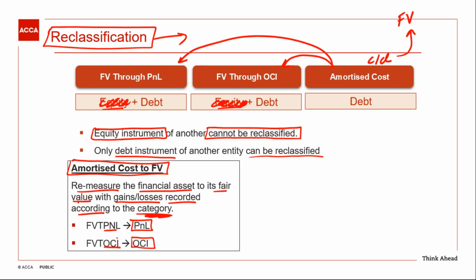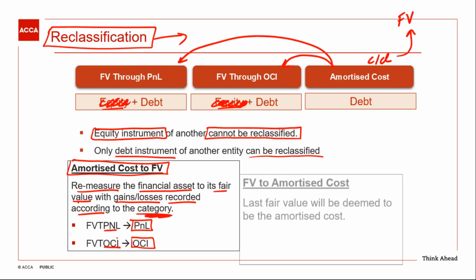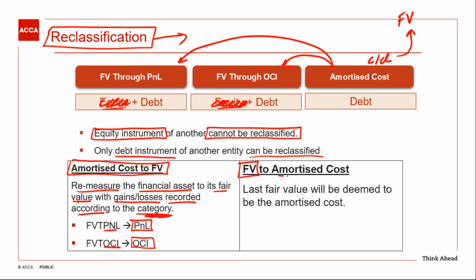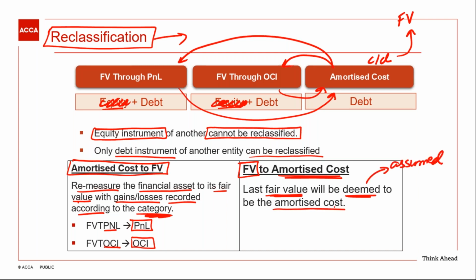So if we are moving from amortized cost to any other category, we have to record from the carried down to the fair value with the movements taken to the P&L or the OCI based on the new intention. And if we are moving from fair value to amortized cost, either from OCI to amortized cost or from P&L to amortized cost, the last fair value will be deemed, the word deemed means assumed, to be the amortized cost. We will assume the last fair value to be the amortized cost.